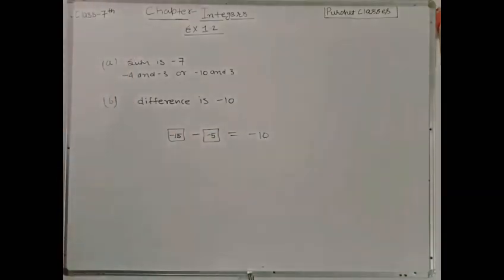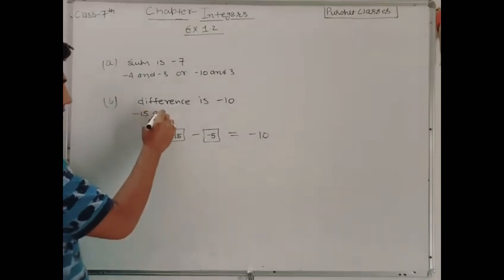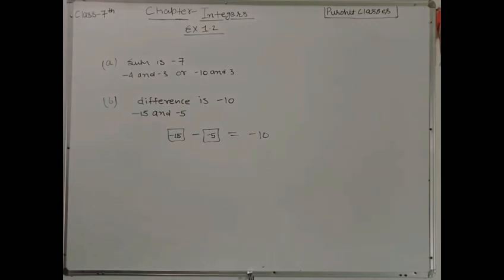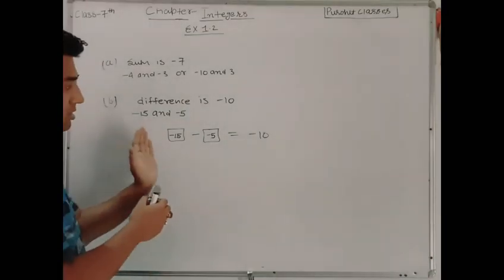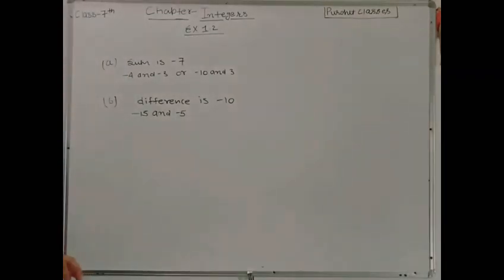So this is going to give minus 10. So minus 15 and minus 5. Similarly, you can think about some more answers, like if I want to keep the greater integer differently. Understood? So the rest of the examples you will think yourself.